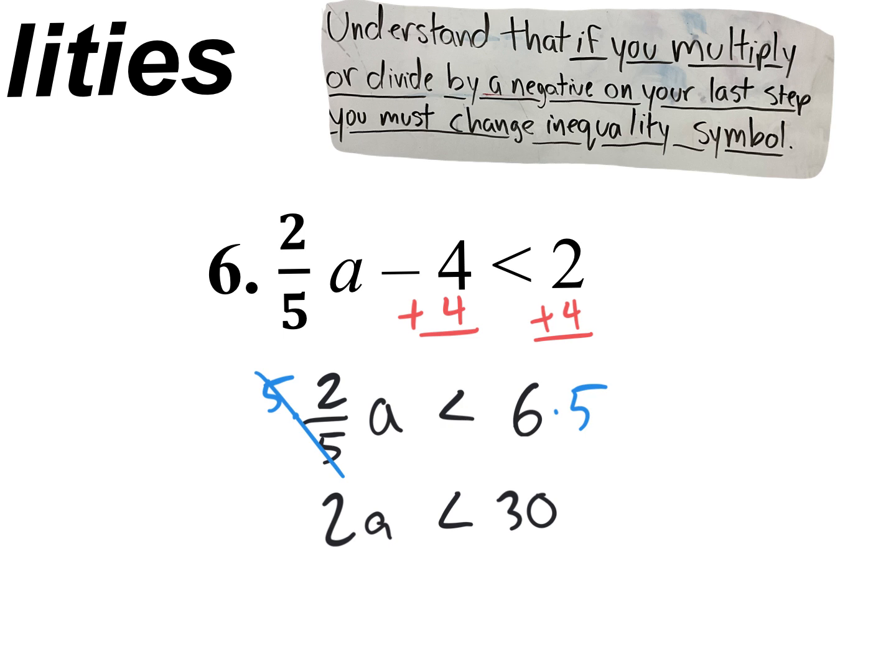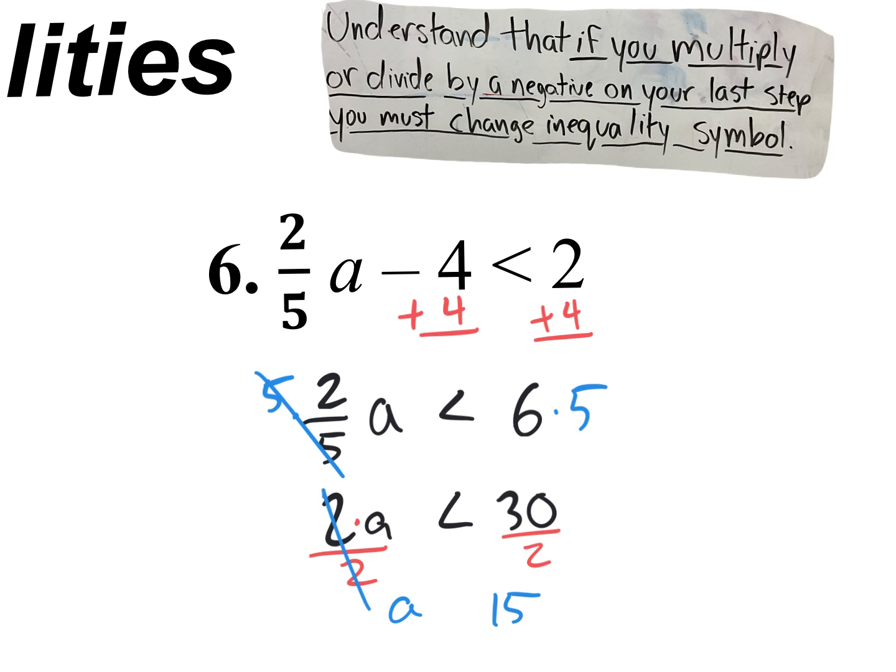All I need to do is my final step here of getting rid of the multiplication by 2 in front of the a. And of course, to get rid of multiplication, I do the opposite of multiplication, which is division. Divide by 2, divide by 2. Now, this is our last step. So that does cancel out. I do end up with an a, and 30 divided by 2 is 15.